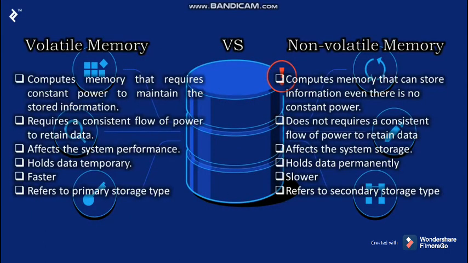There are two classifications of storage, the volatile memory and the non-volatile memory. Volatile memory is computer memory that requires constant power to maintain the stored information. It requires a consistent flow of power to retain data, affects the system performance, holds data temporarily, is faster, and refers to the primary storage type.